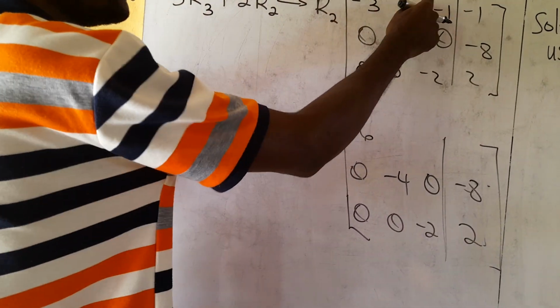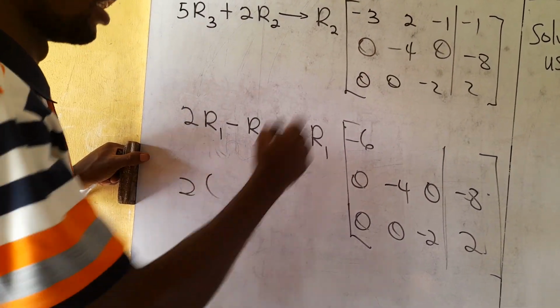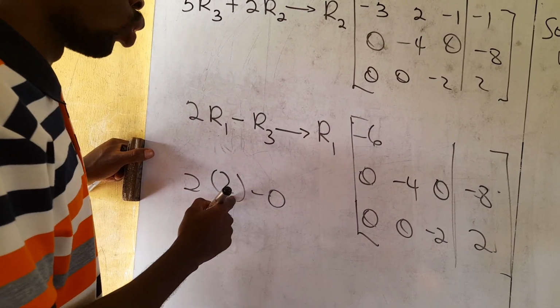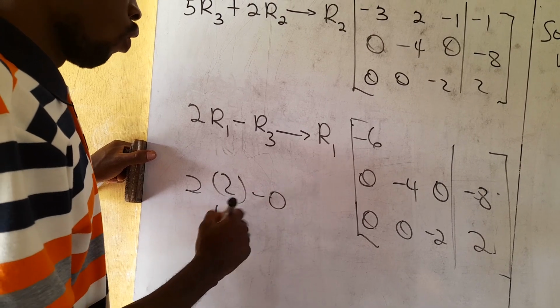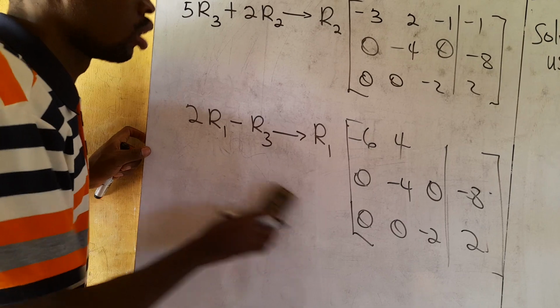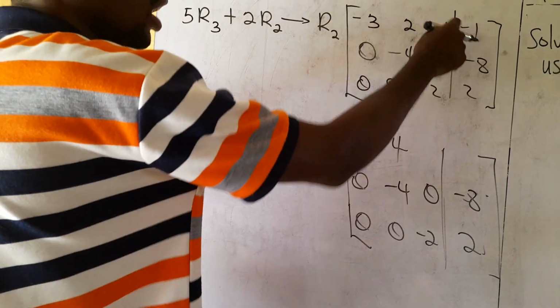The next one is this against that. So 2 times. What's my R1 there? It's 2. Then minus 0. 2 times 2 is 4. 4 minus 0 will be 4. I have 4 there. The next one is this against that.